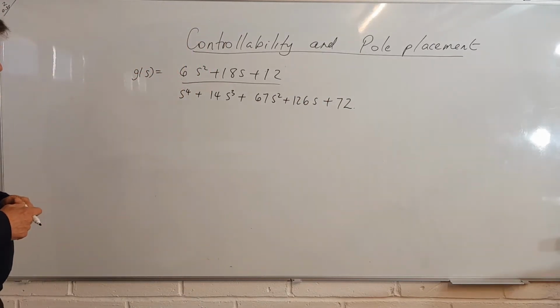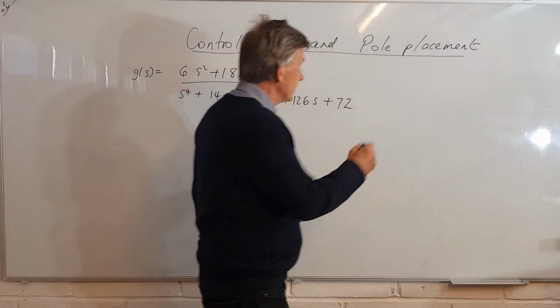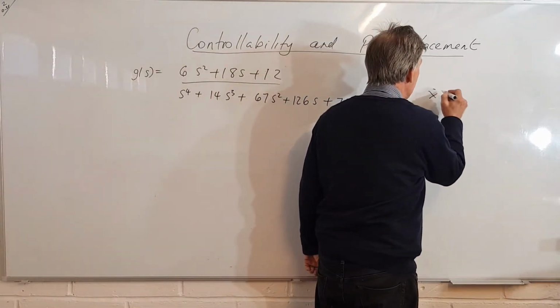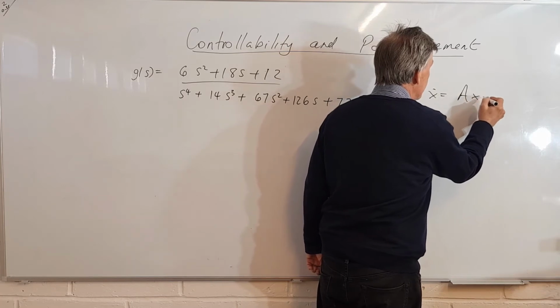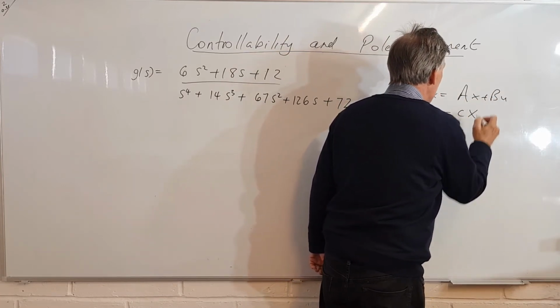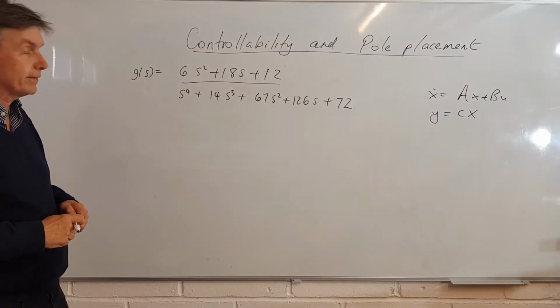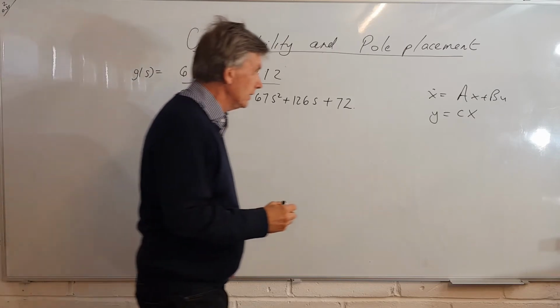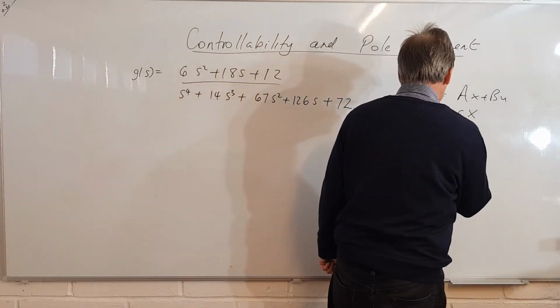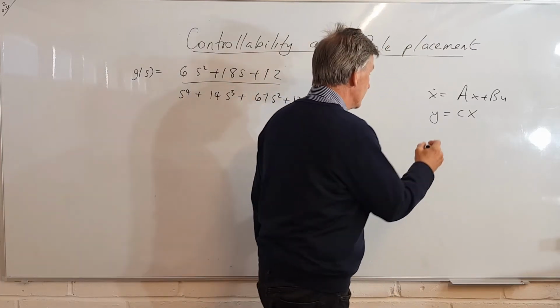So our first thing to look at is to look at the controllability of this, and in order to compute this we need to do a number of things. We need to produce some set of state space equations of this sort of format for this system, and the best format, the simplest one, is the companion form.